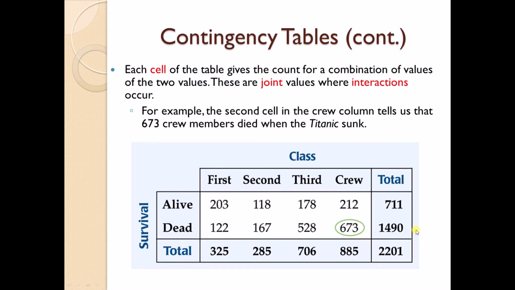I probably told you more than I needed to, because here's another slide with some of that information. These 8 things in the white area are cells, and they're the combination of two values. They are joint values where interactions occur. For example, this number here, these are crew members, and these are crew members who died. So there's your AND connector. That's what a joint value is. It's two things connected with AND.